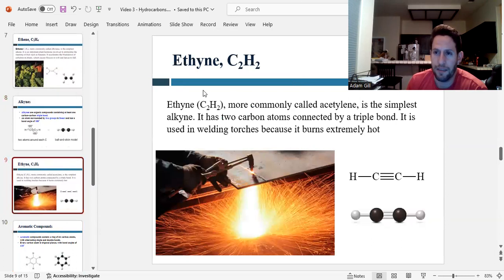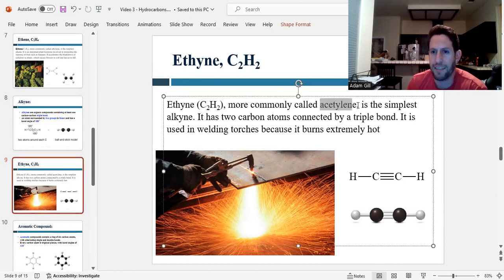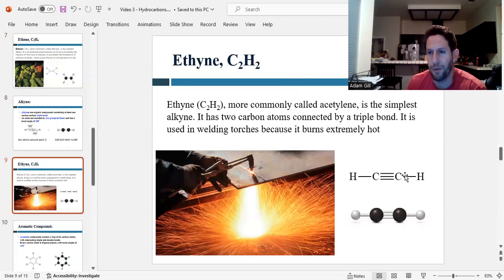Now, the simplest alkyne is ethyne, drawn here. It's just 2 carbons with a triple bond. It's commonly known as acetylene. And so we use this in acetylene welding torches. When this burns, it burns extremely hot because the triple bond gives off a lot of energy. And so we use this gas to run welding torches so that they're hot enough to cut through metal. So, kind of cool.